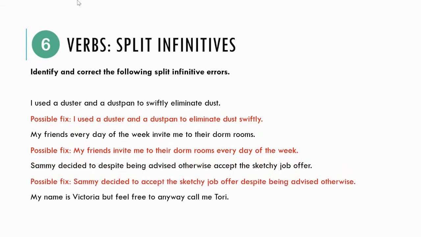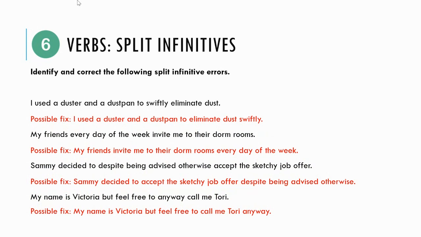In the next example, despite being advised otherwise are the additional words between to and the infinitive. When these words are placed at the end of the sentence, one possible fix could be, Sammy decided to accept the sketchy job offer despite being advised otherwise. In the final example, anyway separates to from the infinitive call, thus creating a split infinitive. One possible fix for this sentence is, my name is Victoria, but feel free to call me Tori anyway.